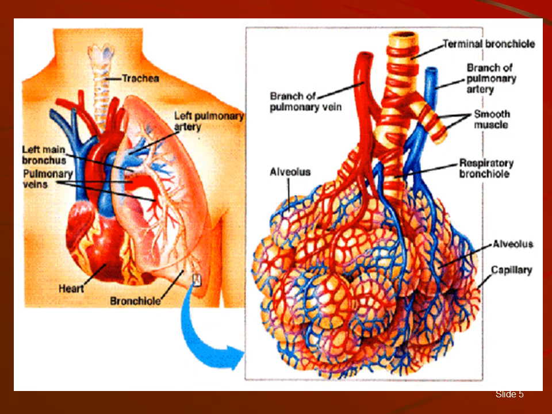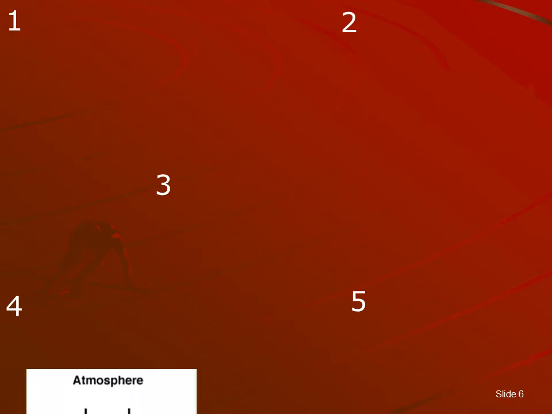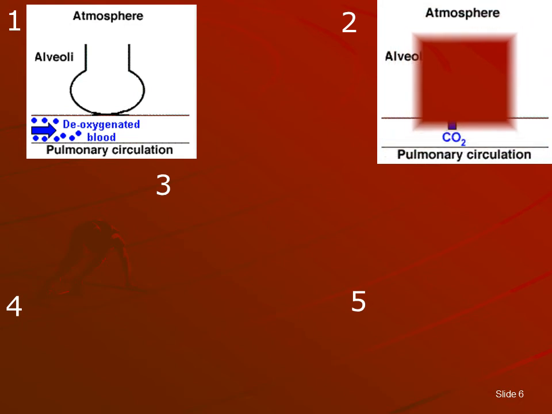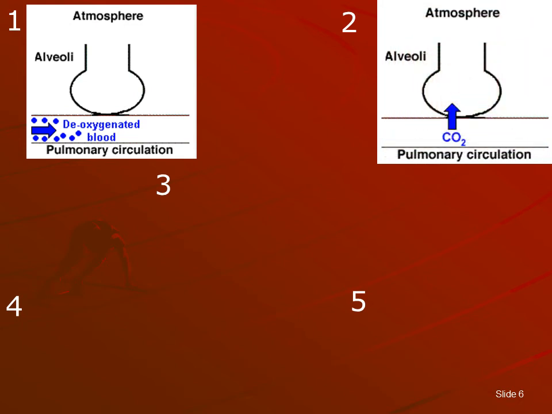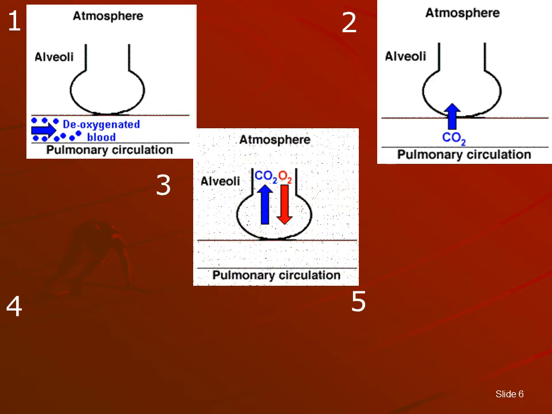This is just a closer look at the alveoli along with the capillaries. This next slide, number 1, is an example of the deoxygenated blood coming through the pulmonary circulation, and the little piece up top there is the alveoli. So we're going to see the process of the deoxygenated blood become oxygenated. So number 1 is the deoxygenated blood.